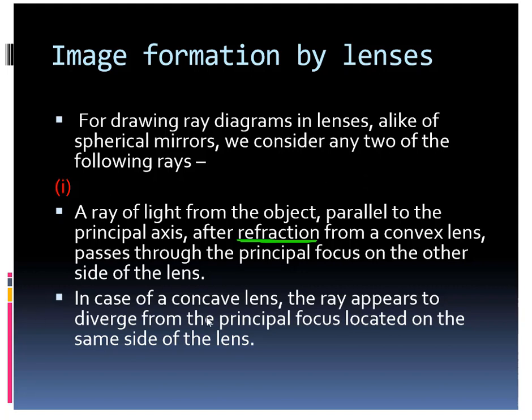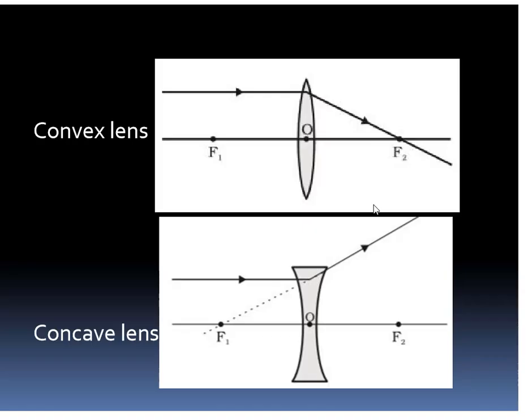In case of concave lens, the ray appears to diverge from the principal focus located on the same side of the lens. Okay, so in case of concave lens, as it is diverging, the ray of light appears to come from the focus. Here you can see, in case of concave lens, this is the ray of light. After getting refracted, it will appear to come from the focus on the same side.